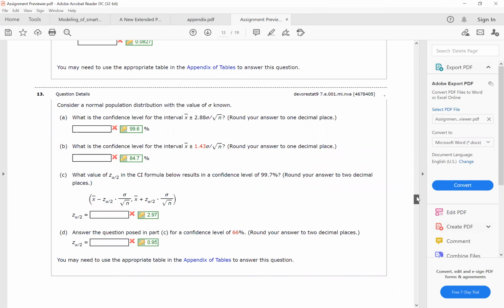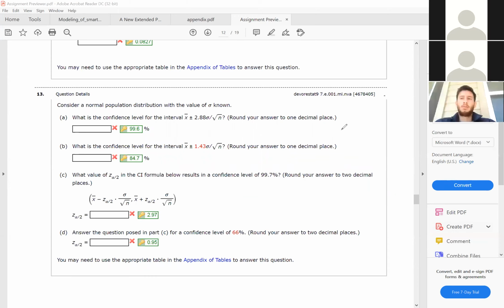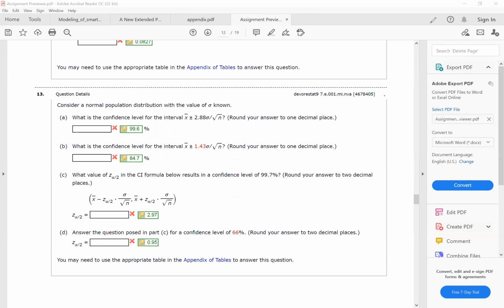So number 30. I'll just go over one more problem and then I will stop. Consider a normal population distribution with the value of sigma known. What is the confidence level for this interval? The assumption is the population distribution is normal and sigma is known. When we have this assumption, regardless of the size of the sample, what type of distribution can we use? Should I use Z or T? Which type of confidence interval should we use?